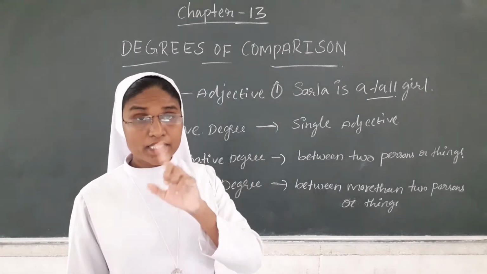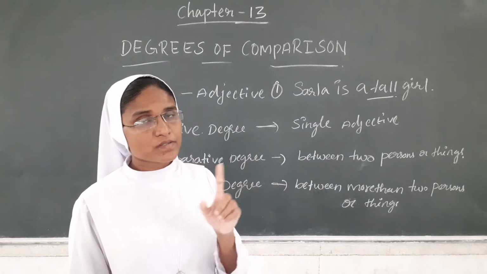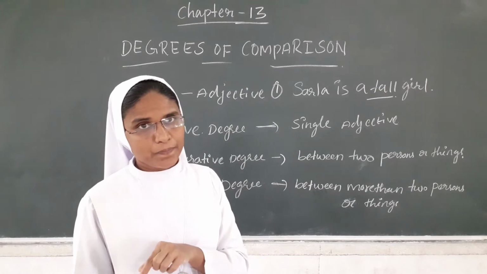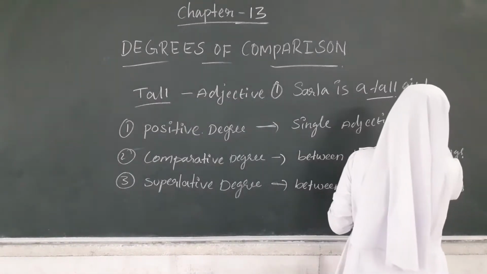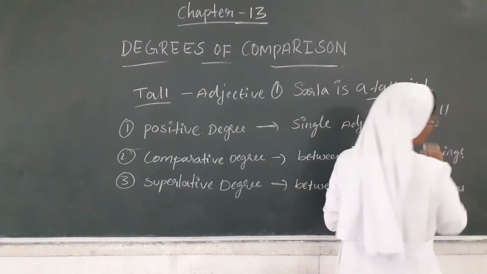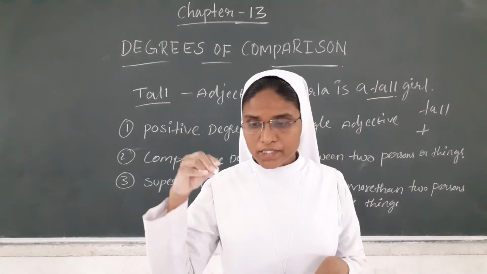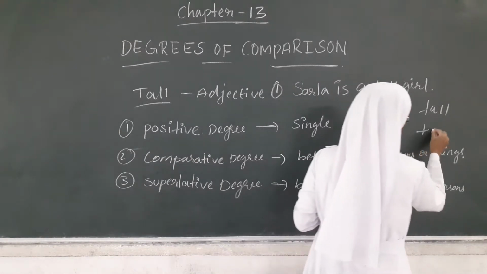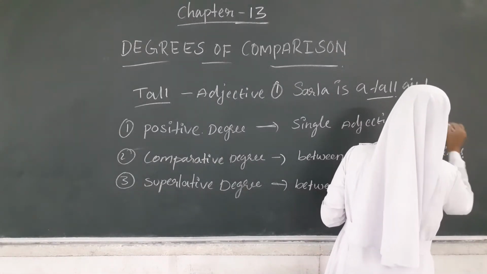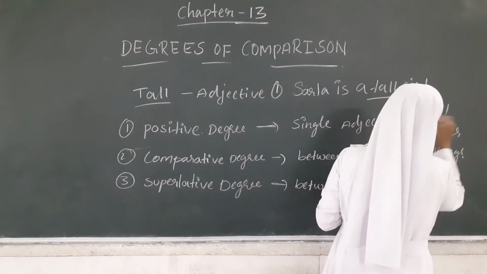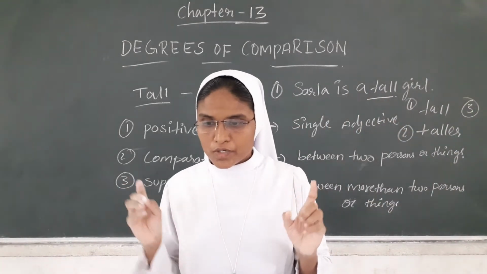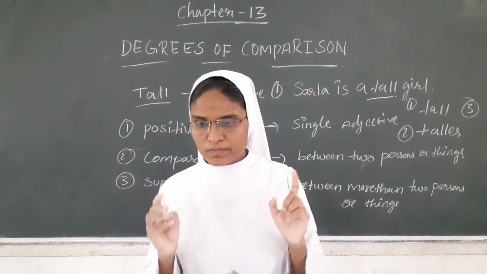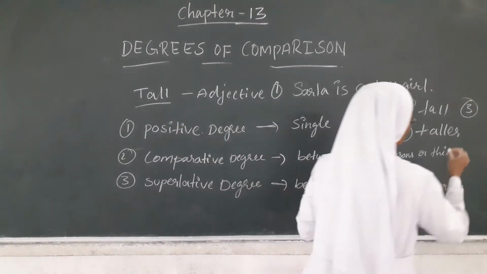Ridhima is taller than Sarala. So here comes "tall" and "taller." First one, second one, and the third one comes: Karuna is the tallest of 3. Tallest.